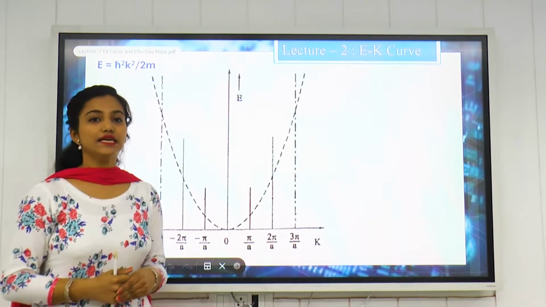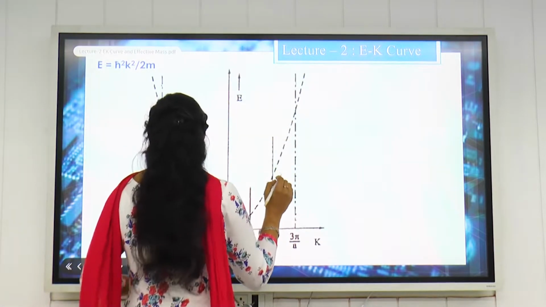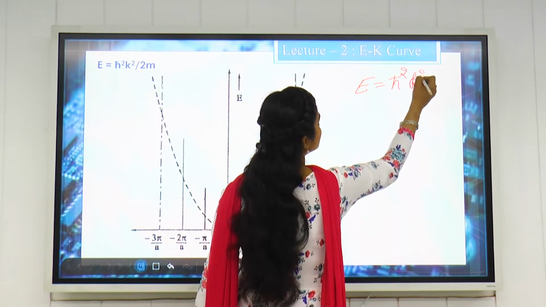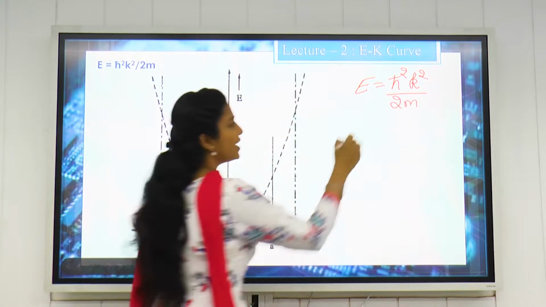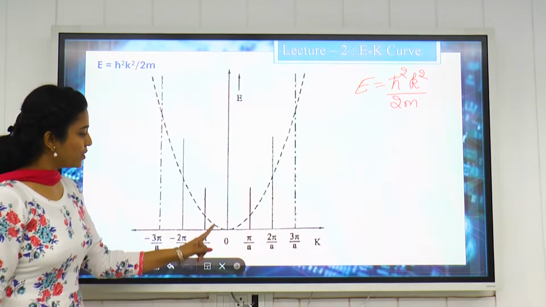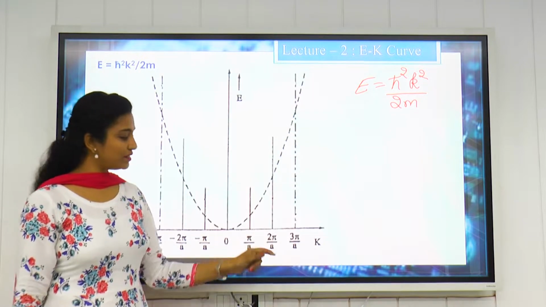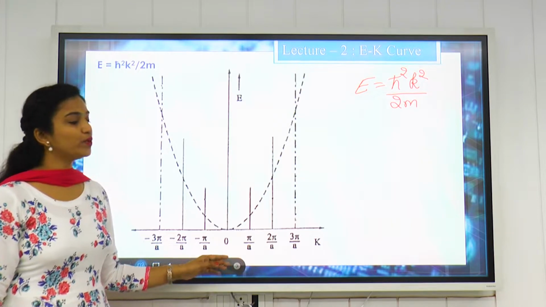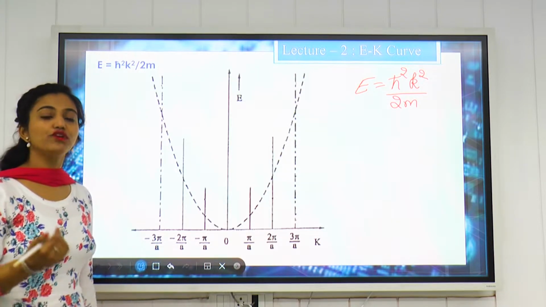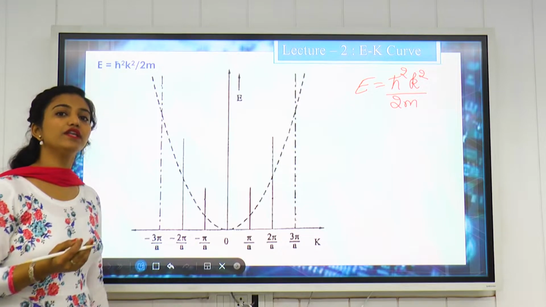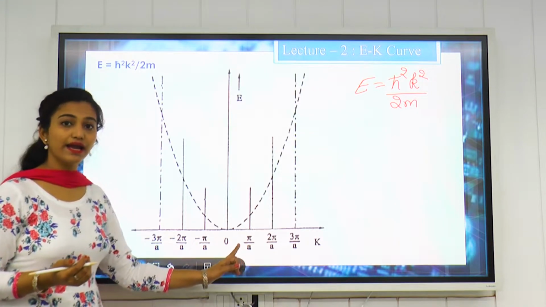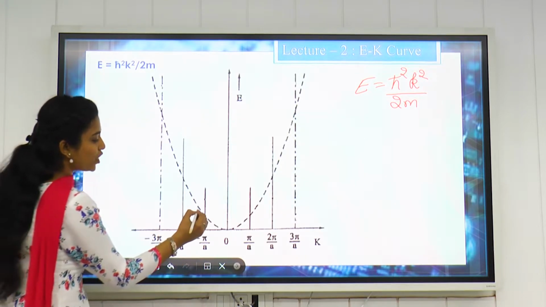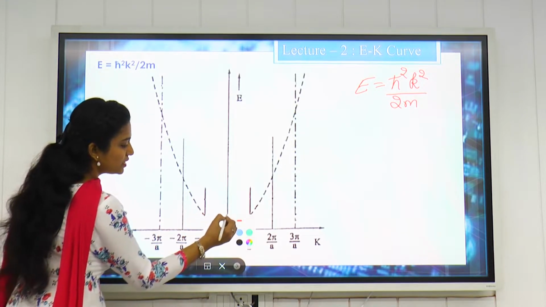So this is the basic E is equal to h bar square K square by 2m curve. Now, it is a parabola. Whenever the value of K, on the x-axis we have K, is equal to plus minus n pi by a, then for n is equal to 1, that value will be plus pi by a, and on the other side of the axis, it is minus pi by a. So we are observing a discontinuity in energy at this point.